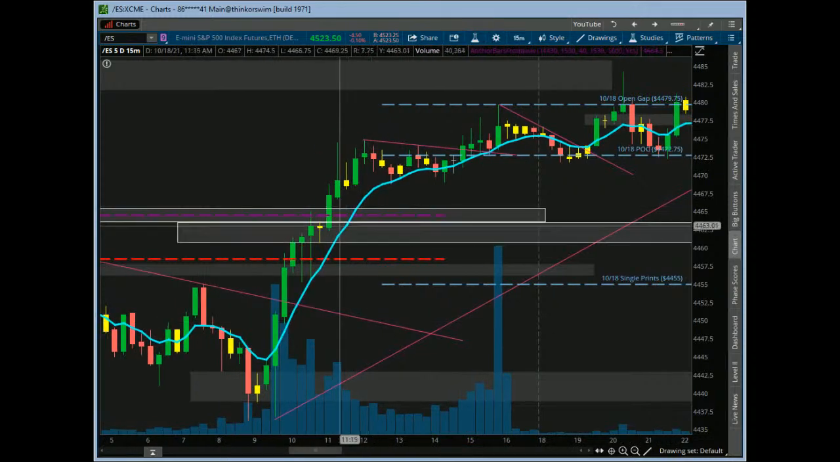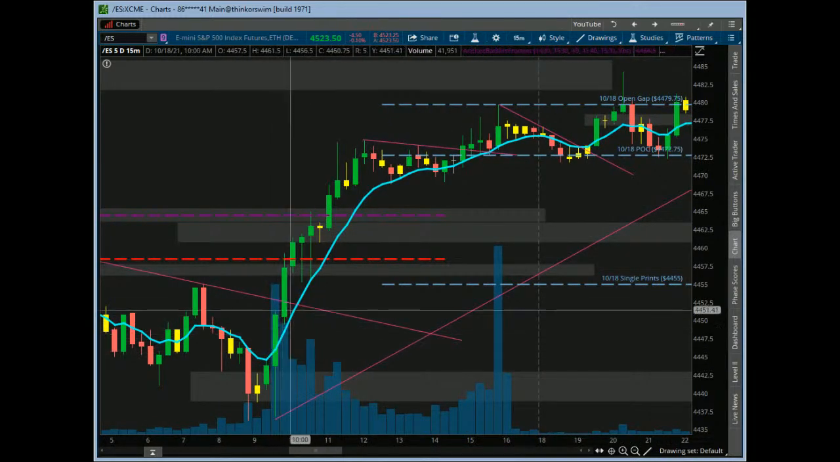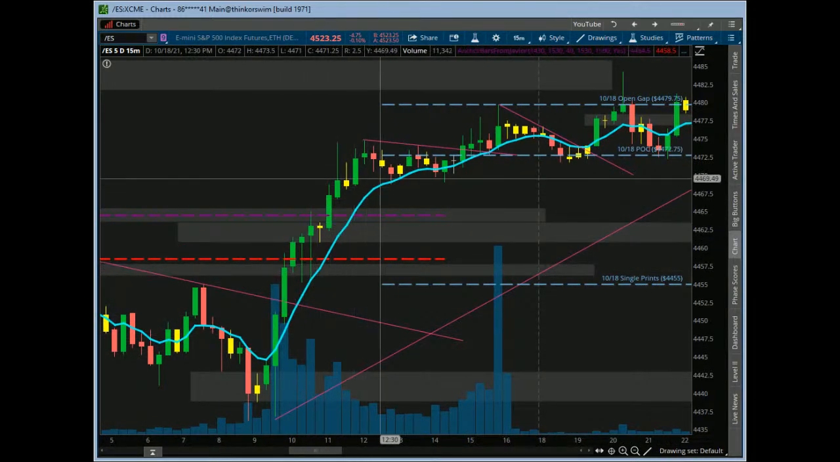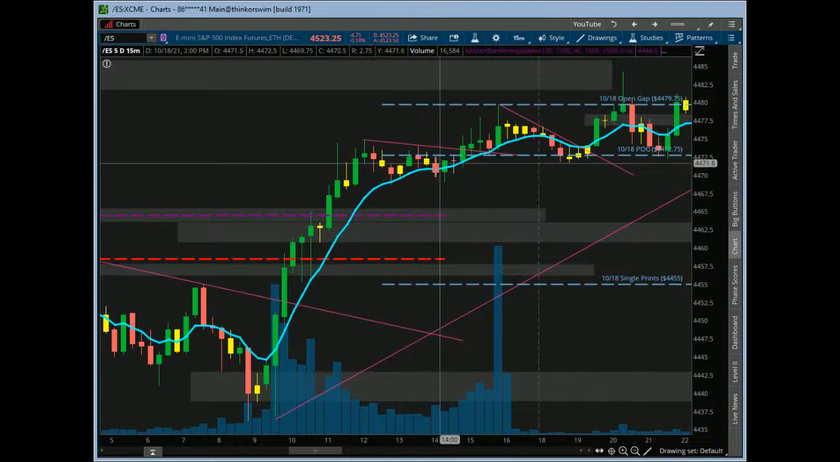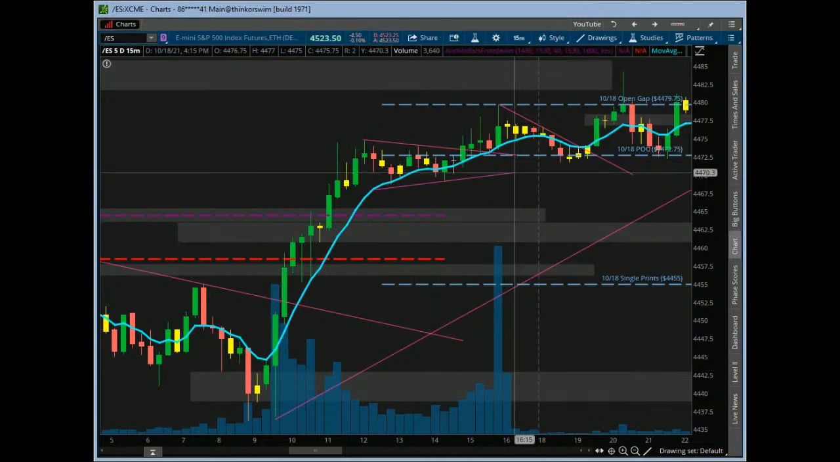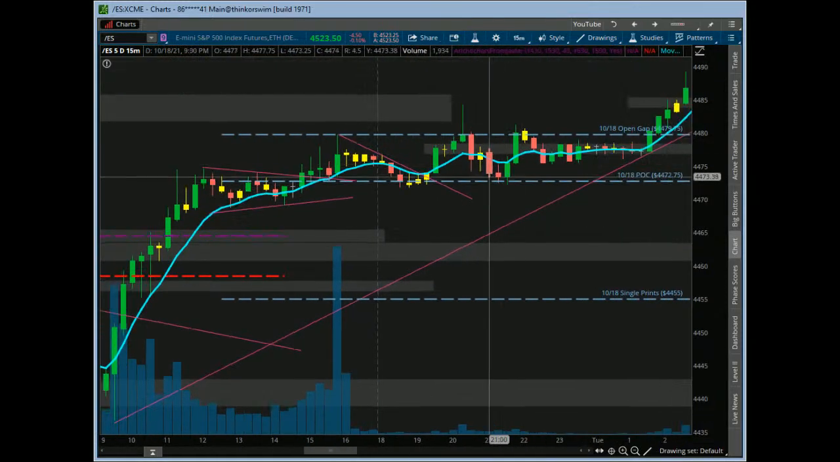Look at this on the 15-minute chart. See this? It's nice how we held this moving average all day, and then we got to the moving average, we consolidated, and we got a nice little move right here. Didn't take out any major levels, just kind of held all day. That's a nice trending day, right?